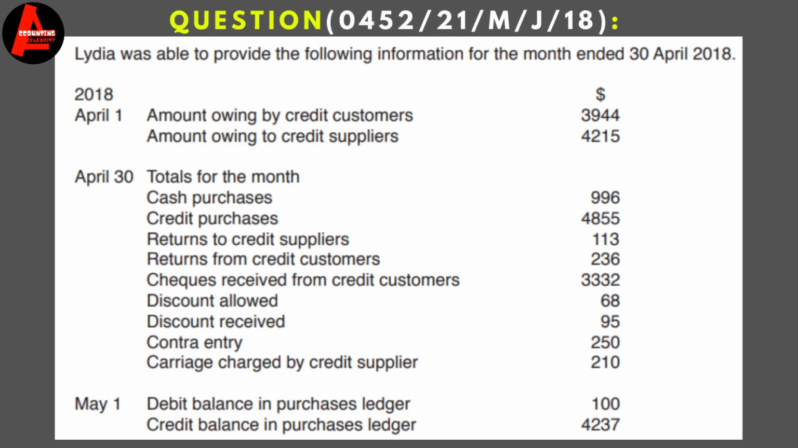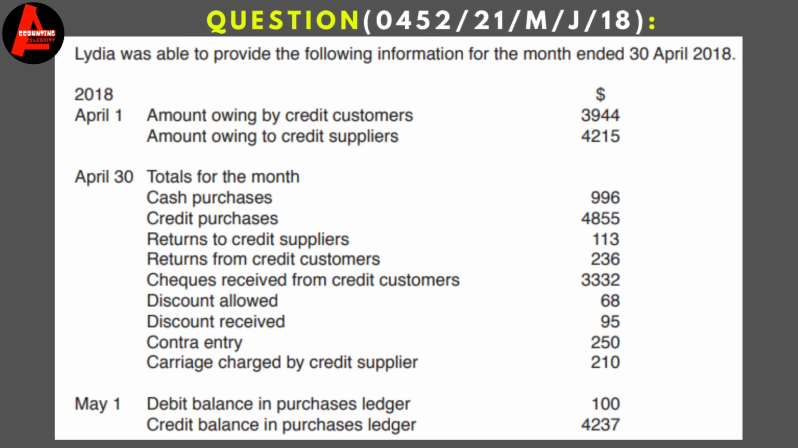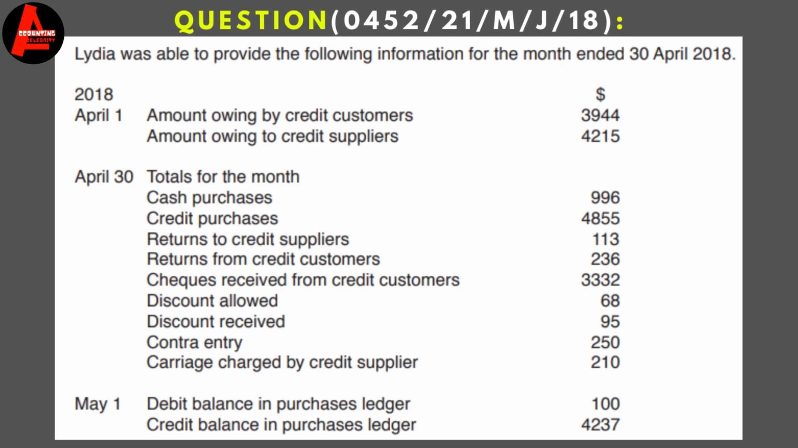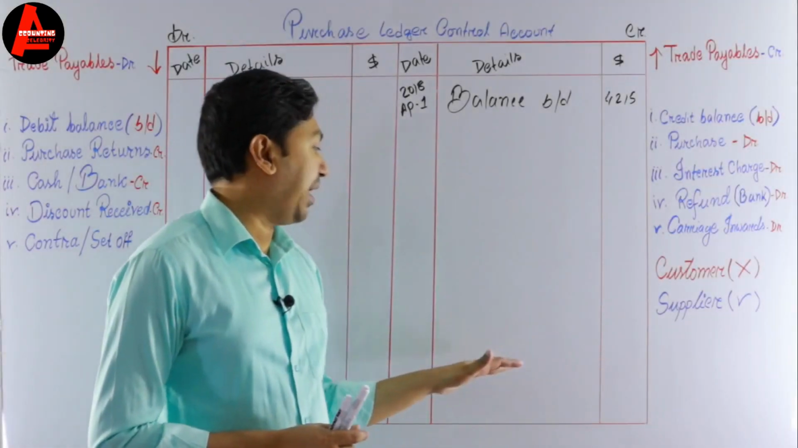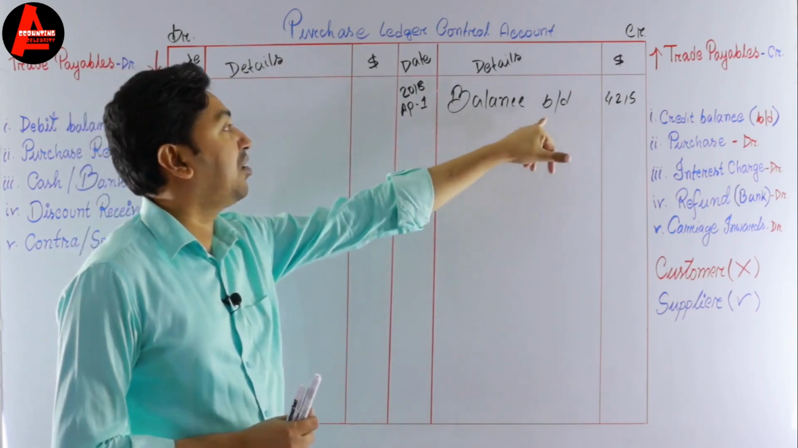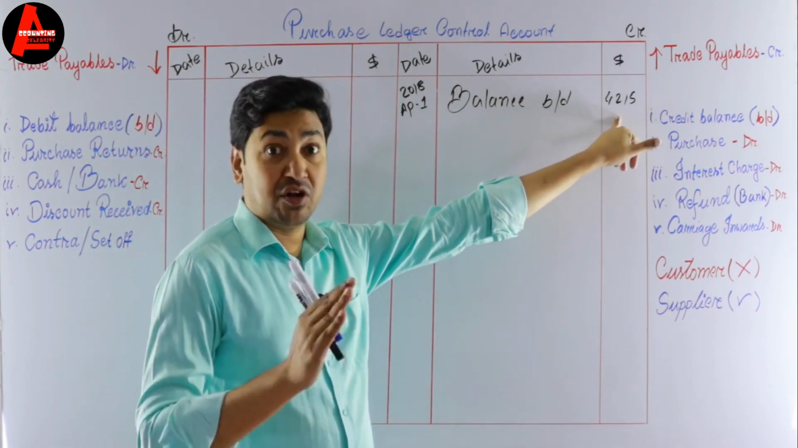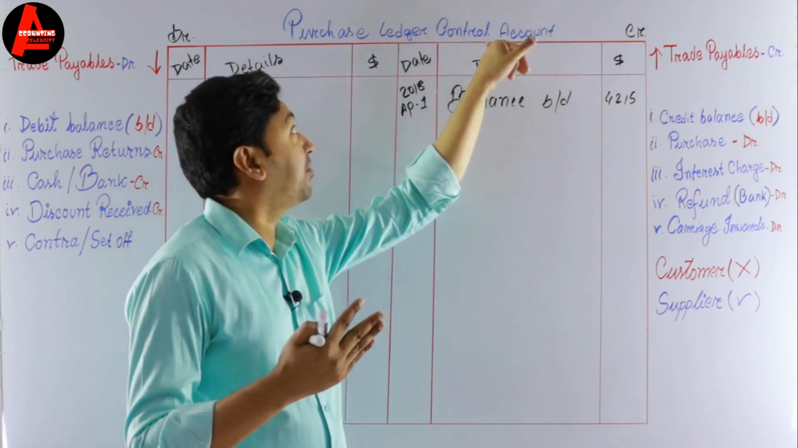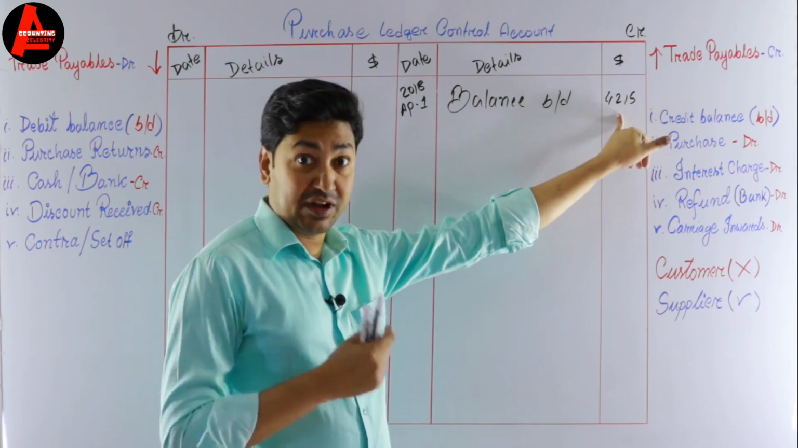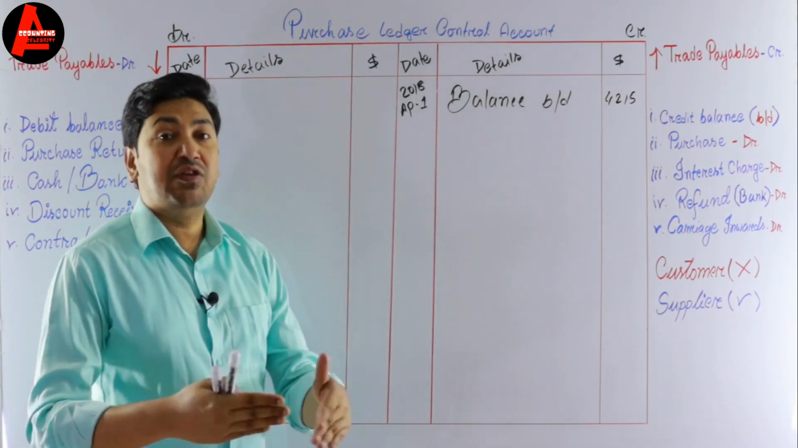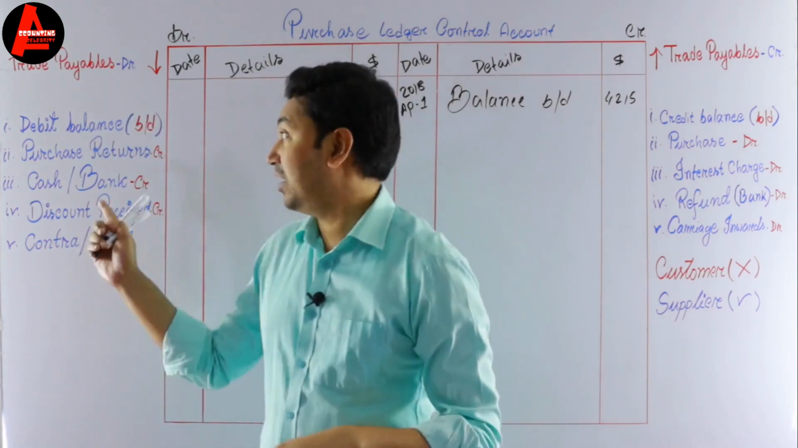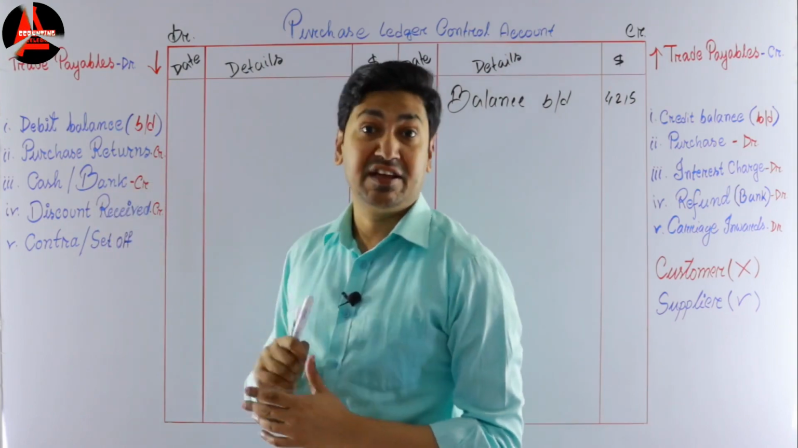So on May 1st, the debit balance in the purchase ledger is $100. The credit balance in the purchase ledger is $4,237. So look, we have two balances in the closing balance. But when it was the opening balance, we had only one balance, a credit balance, though not mentioned. We know that trade payables or the purchase ledger control account has a credit balance, so we record it on the credit side. Okay, mind it. So now we will record all these transactions. Then we will see how much we get as bank in this account.